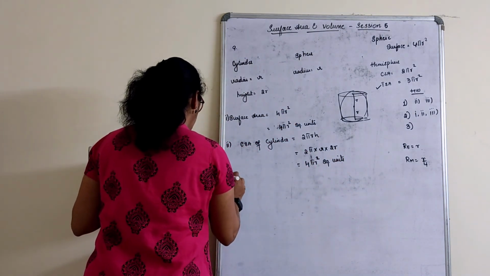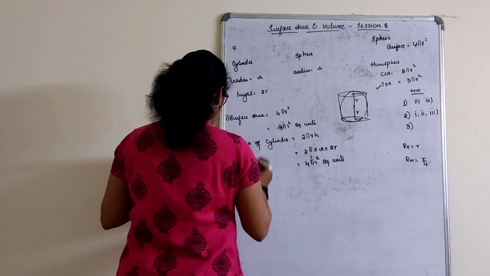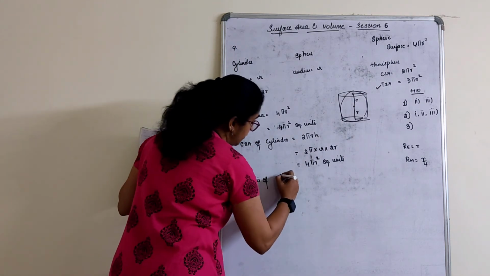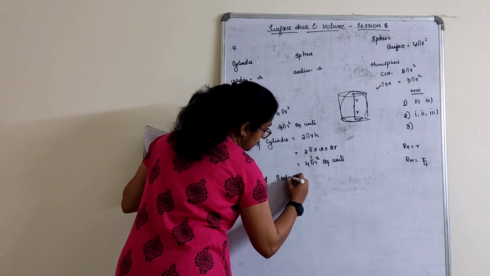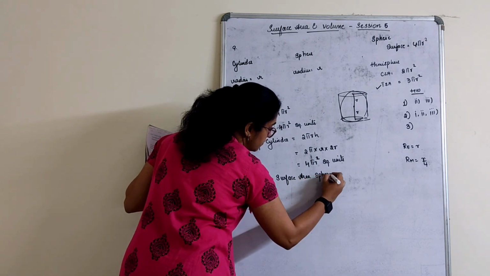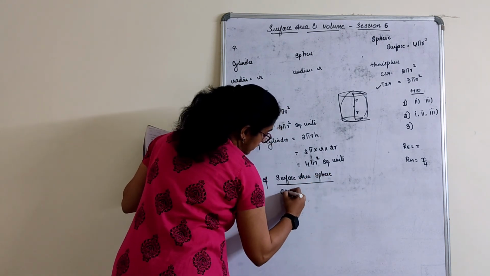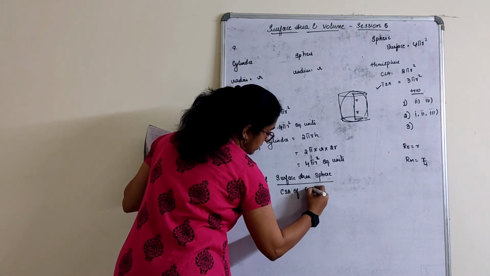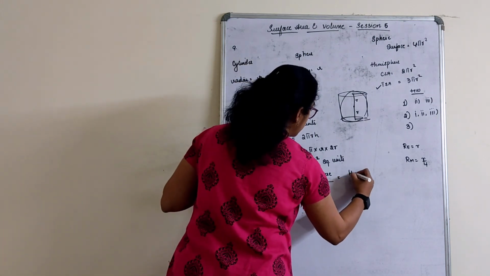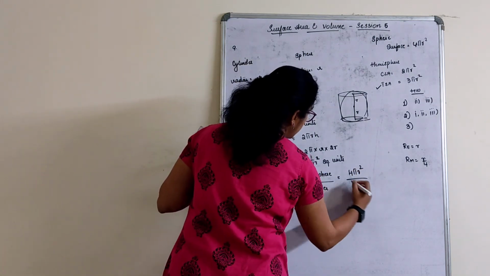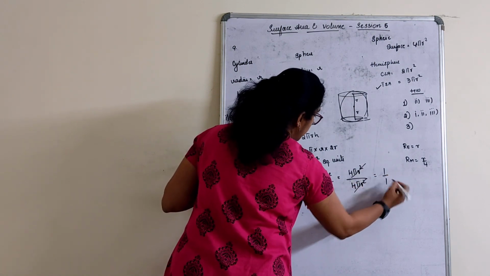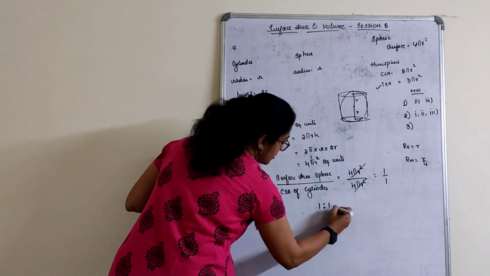Third part, what we have to find? Ratio of the areas obtained. Ratio of surface area of sphere to CSA of cylinder. Answer: surface area is 4 pi r square. Cylinder also we got the same thing, 4 pi r square. Cancellations always in the pencil. So they are in the ratio 1:1.